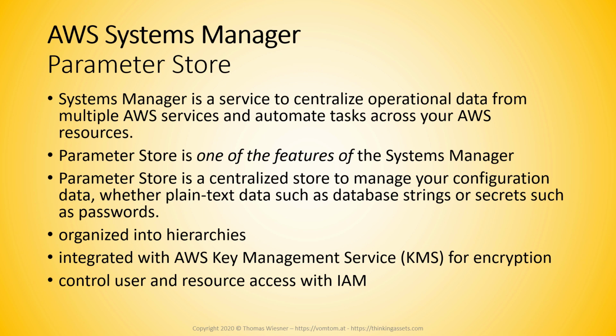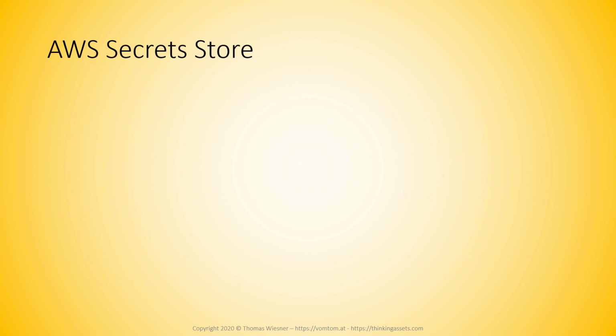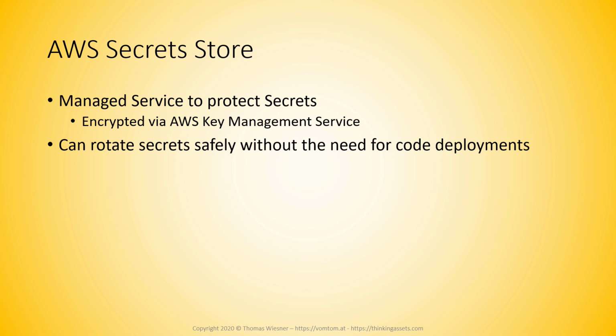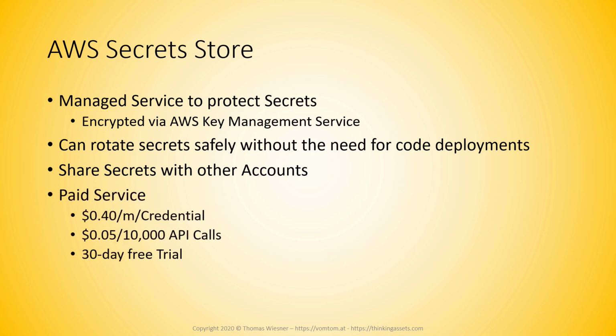And then there is a newer one, which is called the AWS Secret Store, which is only a managed service to protect secrets. It is encrypted via AWS KMS as well. And on top of what the Parameter Store can do, it can also rotate secrets safely without any need for code redeployments. It can share secrets with other accounts, but it is a paid service. So you're going to pay 40 cents per month per credentials at the moment, and 5 cents per 10,000 API calls. It comes with a 30-day free trial, but I'm still going with the Parameter Store.